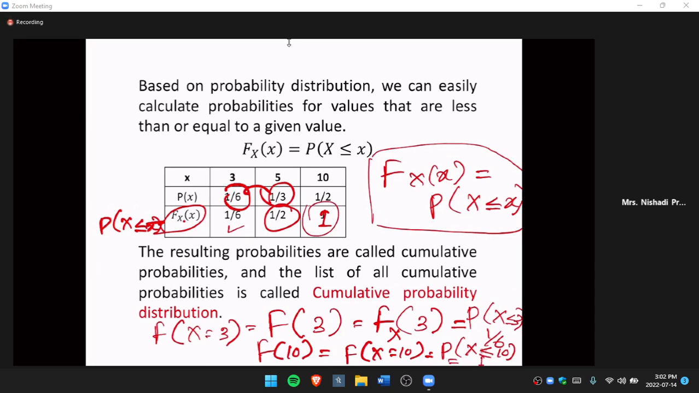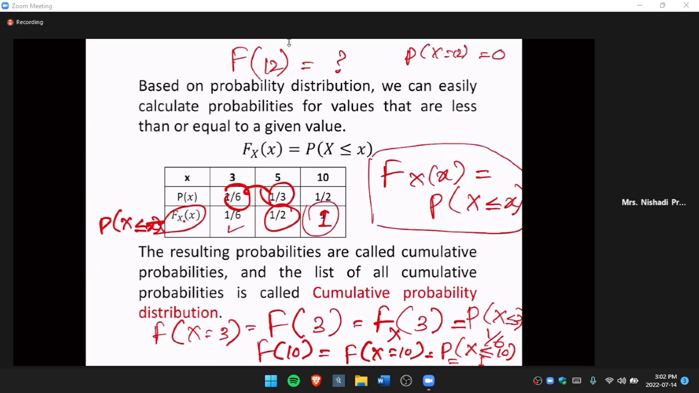Okay. Let's say you want to find F of 12. Can you find this probability? F of 12? What is that probability? Is it 0 or does it have a value? 0. Is it 0? Others? If you are asked to find probability when x equals 12, definitely it's going to be 0, because there's no probability when x equals 12.